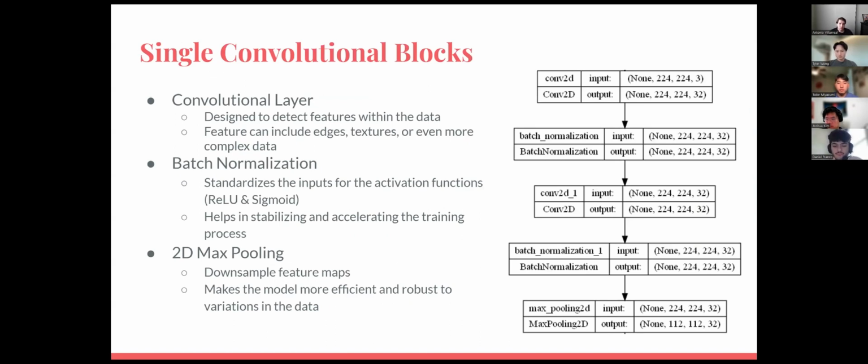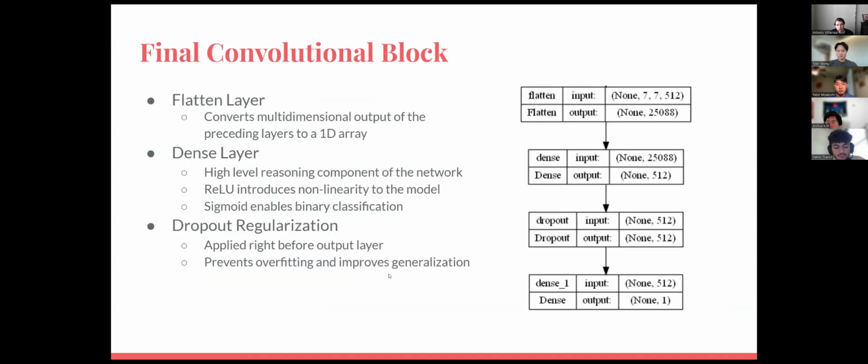So there are 2 convolutions, 2 batch normalizations, and a max pooling. Convolutions are what actually detect the features, such as edges and textures of the specific image. Batch normalization standardizes the inputs for the activation functions towards the end of the model and helps stabilize and accelerate training. And max pooling downsamples the feature maps as the sizes continue to change throughout each convolution. It helps make the model more efficient and robust.